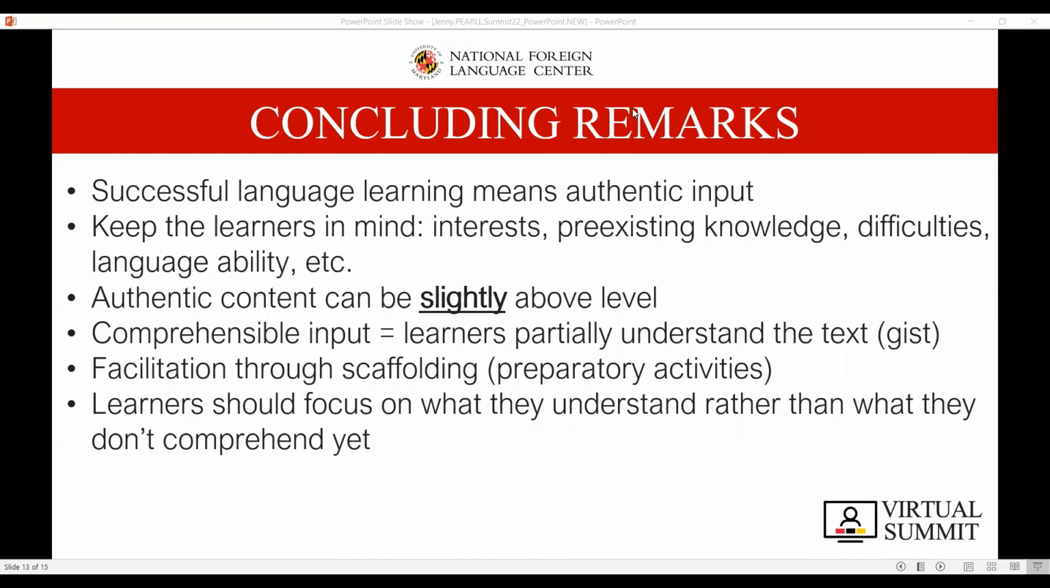So to facilitate reading and listening comprehension, unknown vocabulary should be scaffolded before working with the text. In addition, to motivate learners and take away their potential fear of working with authentic content, it is helpful to have them focus on words they recognize rather than the ones they do not know yet.